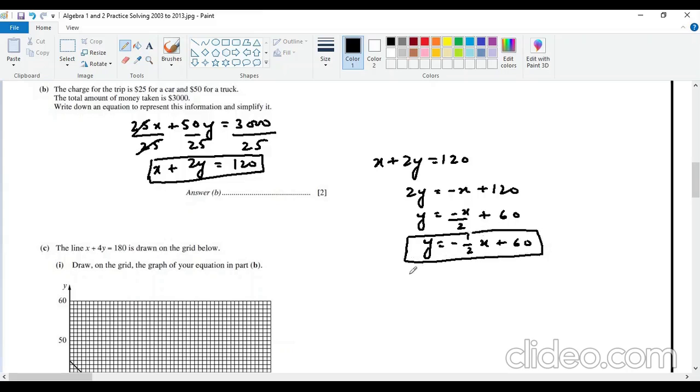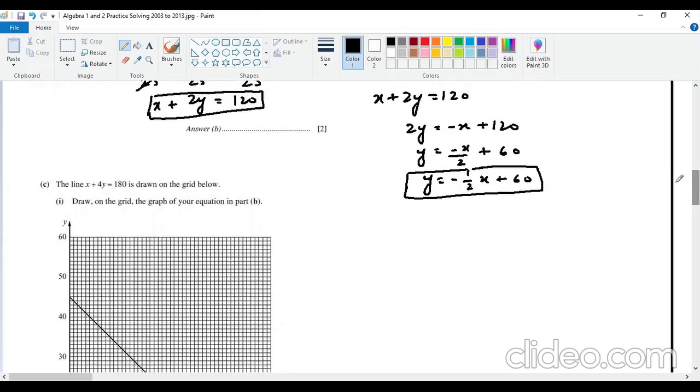Okay, in here it says the line x plus 4y equals 180 is drawn on the grid below. Draw on the grid the graph of your equation in part B. This is the equation for which you have to make a line. So I will select a blue color over here and a straight line. Now, before I go ahead, this is telling you that your first point is going to be on 60, exactly here. This is the starting point.